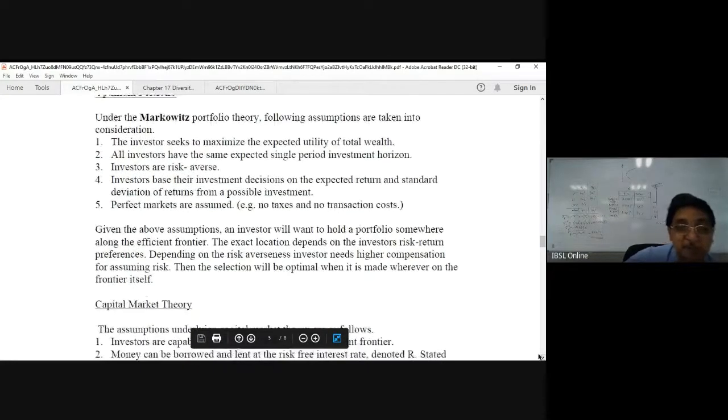Given the above assumptions, an investor will want to hold a portfolio somewhere along the efficient frontier. So now they need to maximize their expected utility. In order to maximize their utility, they try to have their portfolios on the efficient frontier. The exact location depends on the investor's risk-return preferences. Depending on the risk averseness, the investor needs higher compensation for assuming risk. Then the selection will be optimal wherever it is made on the frontier itself.